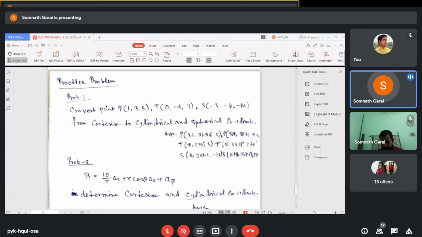Otonu, your spherical coordinate of P is 5.91, right? 5.91, 32.13, and 71.56, right? Yes, sir. Okay, very good.